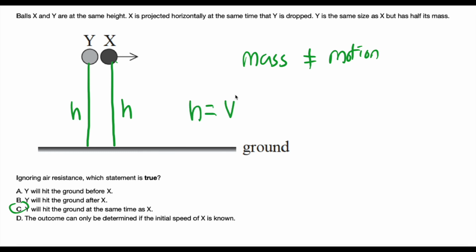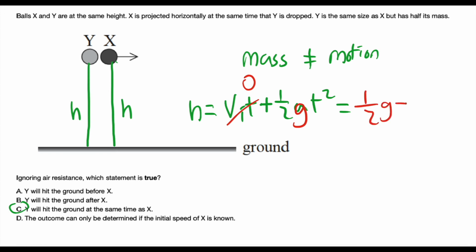And vertical displacement is equal to initial velocity times time plus a half times acceleration times t squared, and we ignore the air resistance here. So initial velocity is equal to 0, and the acceleration is always going to be gravitational acceleration. So it's always equal to a half times gravitational acceleration times t squared. So t is going to be equal to the square root of 2h over g. So this is equal for both X and Y despite their masses being different. So it's going to take the same amount of time for them to hit the ground.